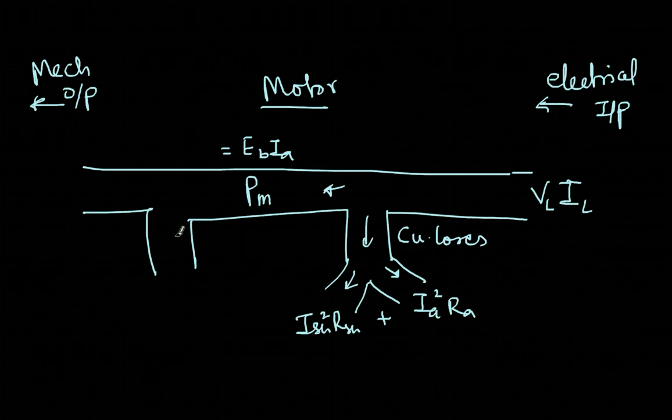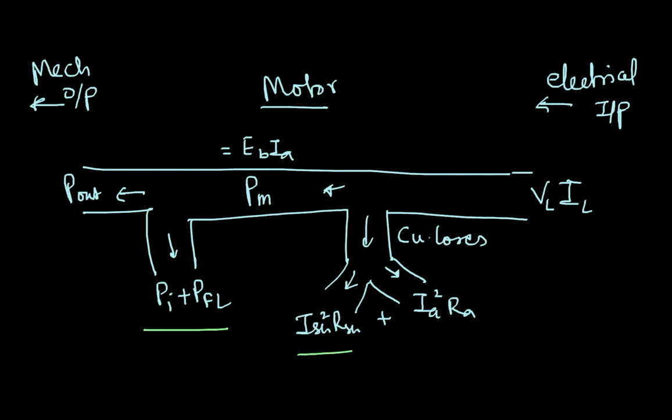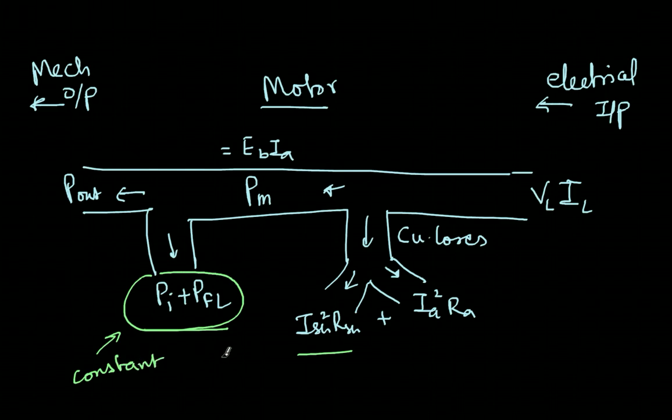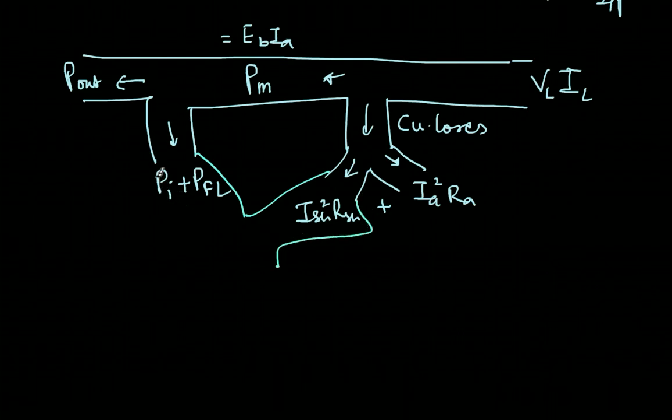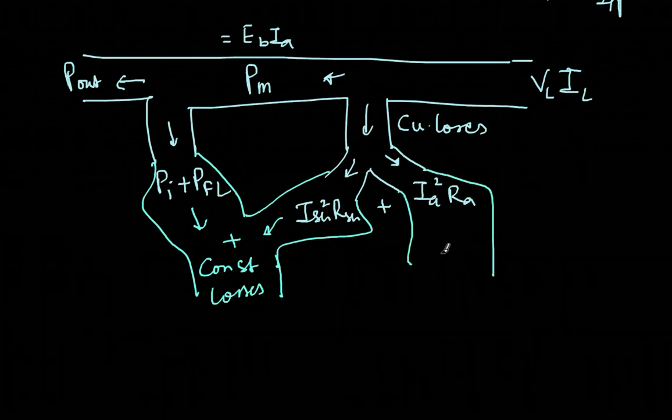Now, at this point, there will be another loss. That is the iron and windage and friction losses. So, remaining that whatever is there, that is nothing but your P output. Now, this is constant, and this one is also constant. Or in other words, write like this: I'll just combine these two and call it constant losses. And this one is basically the variable loss.